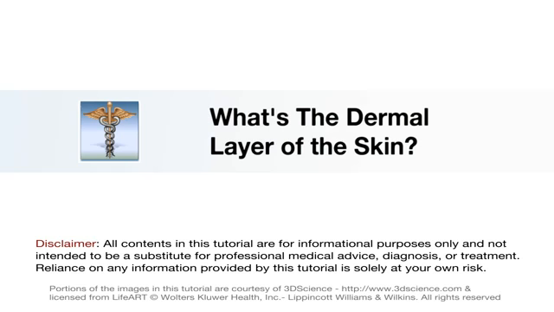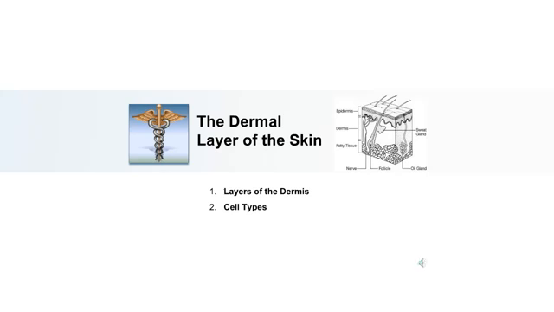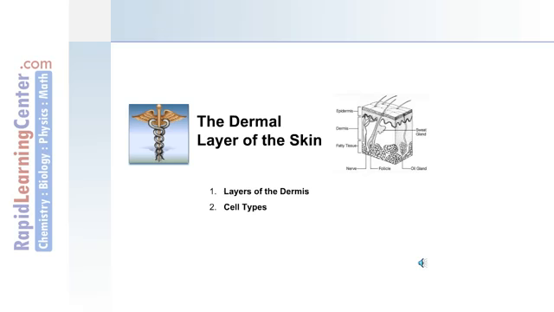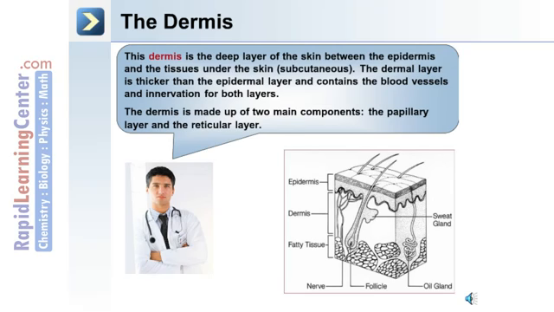Now let's move on to discuss the dermal layer of the skin, including the different layers and cell types found there. The dermis is the deeper layer of the skin between the epidermis and the underlying tissues of the subcutaneous layer. The dermal layer is thicker than the epidermal skin and contains the blood vessels and innervation for both layers. The dermis itself is made up of two main layers, the papillary layer and the reticular layer.